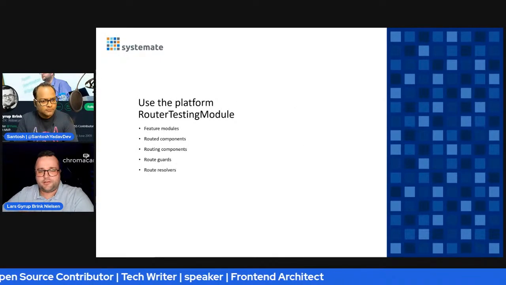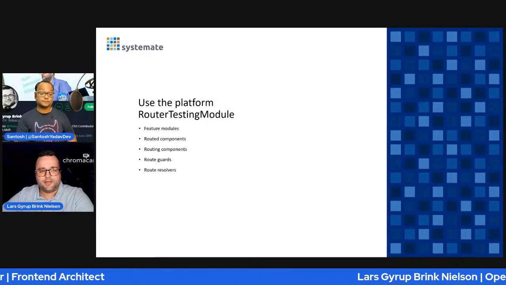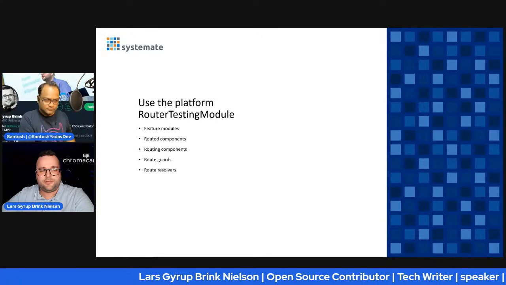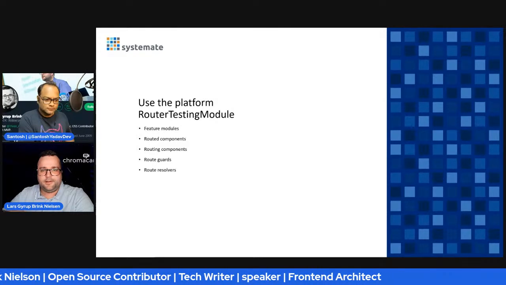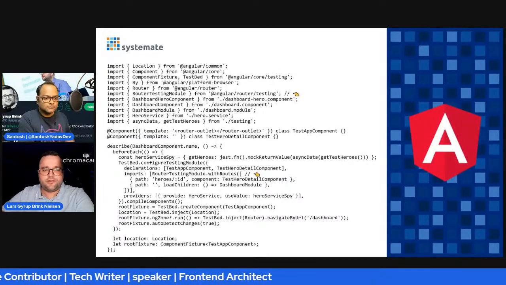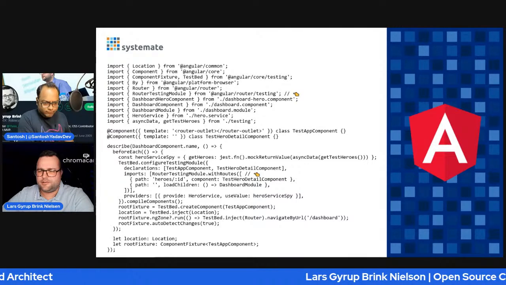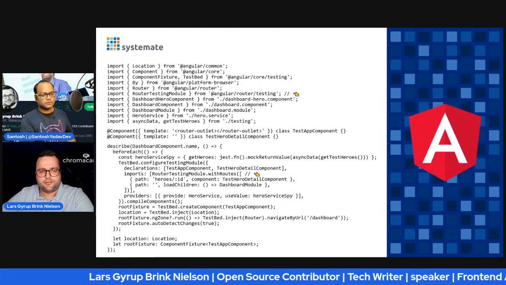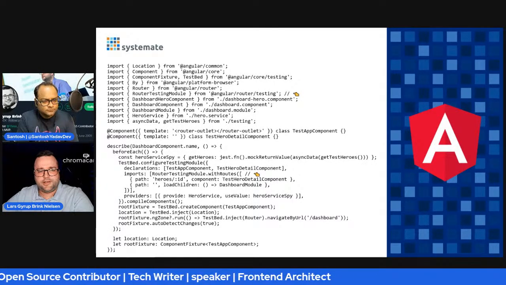Another API you need to learn to use at some point, this is an advanced one, is the RouterTestingModule. It can be used for feature modules, routed components, routing components, route guards, and route resolvers. And I'll show you an example here. Also from Angular.io, there's a routing tutorial, I think, or is it the testing tutorial? One of those. They are also based on Tour of Heroes, but add some more features on top of it.